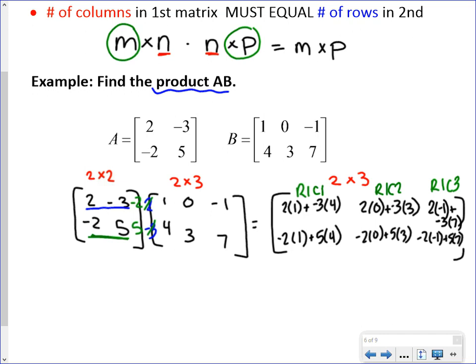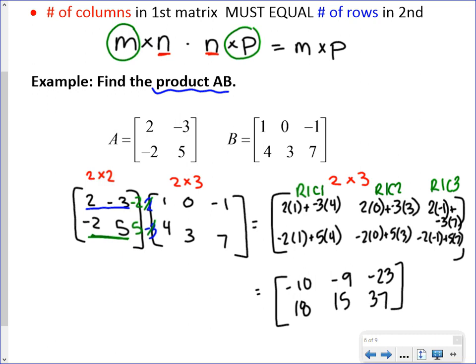And then simplify. So my final answer should be -10, -9. Is this -23? Yeah. 18, 15, 15, and 37.